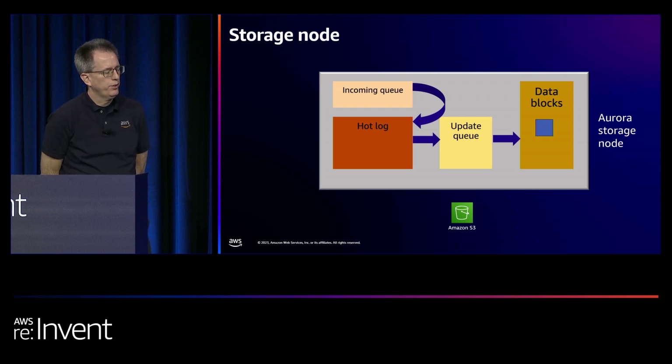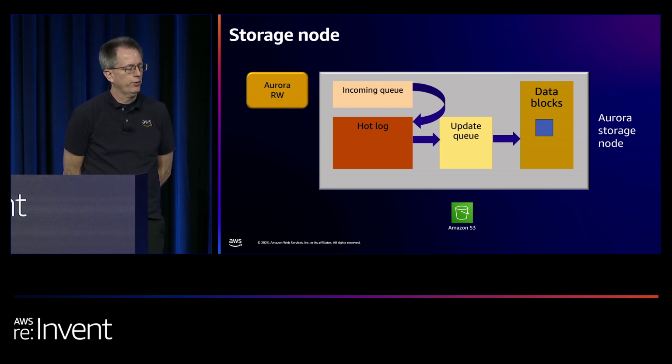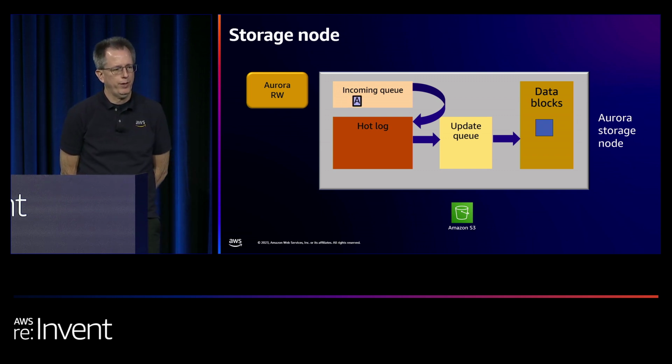So on the storage node, we have a lot of different components, but we'll walk through each of them. We have the read-write node that's talking to storage, and it'll send a change down. We'll call this change A. It'll come to the incoming queue. That's an in-memory queue. So we don't acknowledge that because it's not durable, right? We have to wait to get to the hot log. That's the durable portion. Then we acknowledge that to the read-write node.